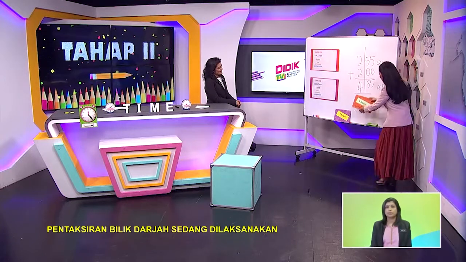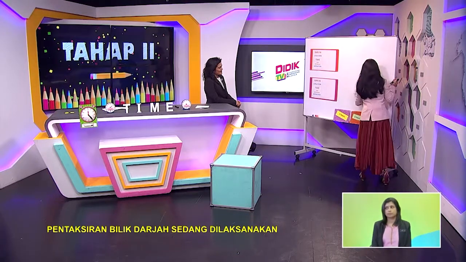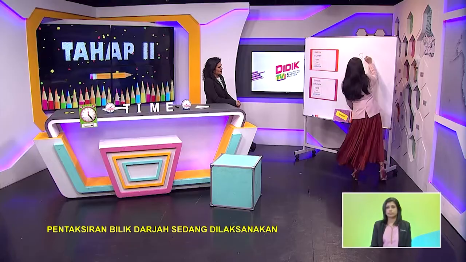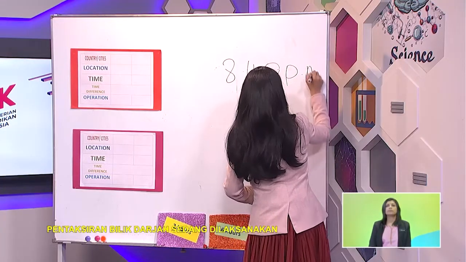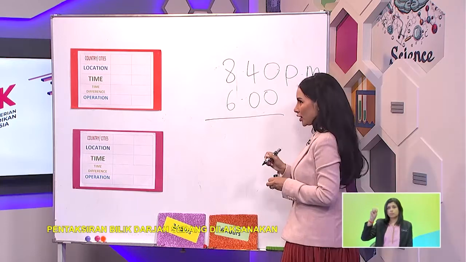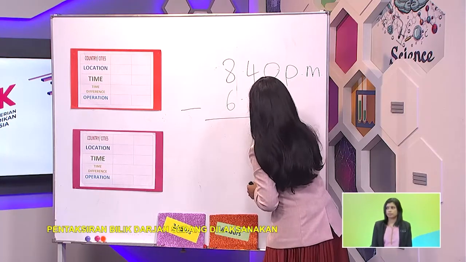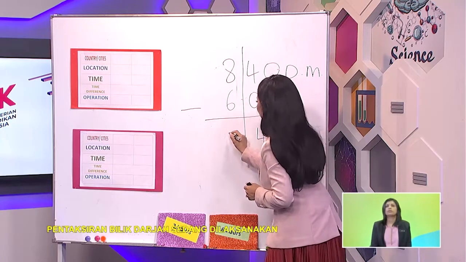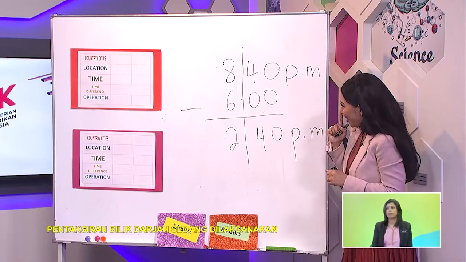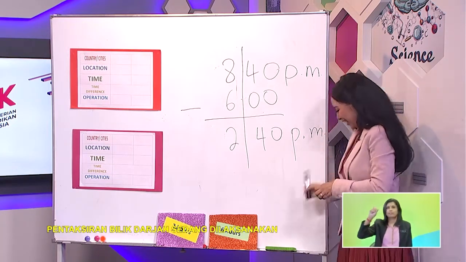The time in Malaysia is 8:40 p.m. So, the time difference is 6 hours in Denmark, and it wants the time in Denmark. But Denmark is on the west side of Malaysia. So, west is subtract. Subtraction. I have to draw the line first here. And then minus is 2. And the time is p.m. Am I correct? A.m. or p.m.? I think it's PM. Yes, you are right. A bit of confusion there, got it.